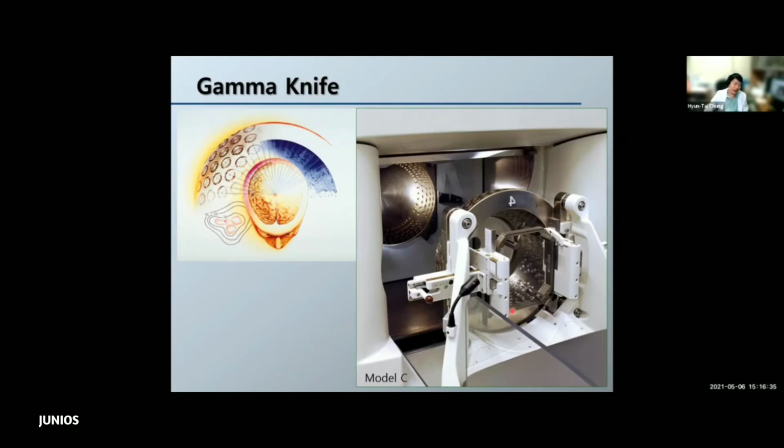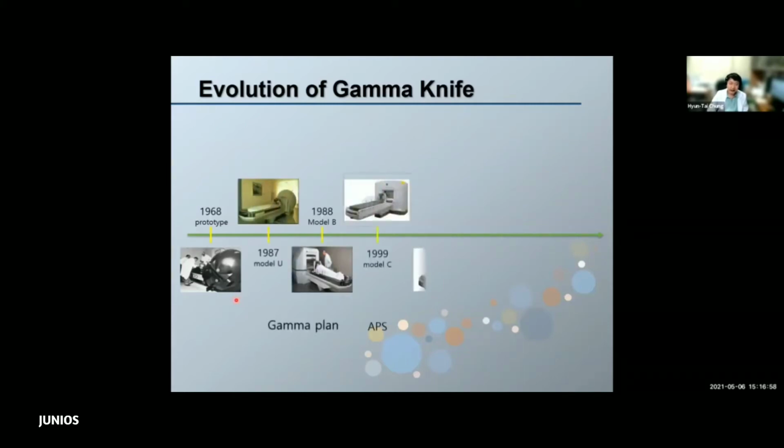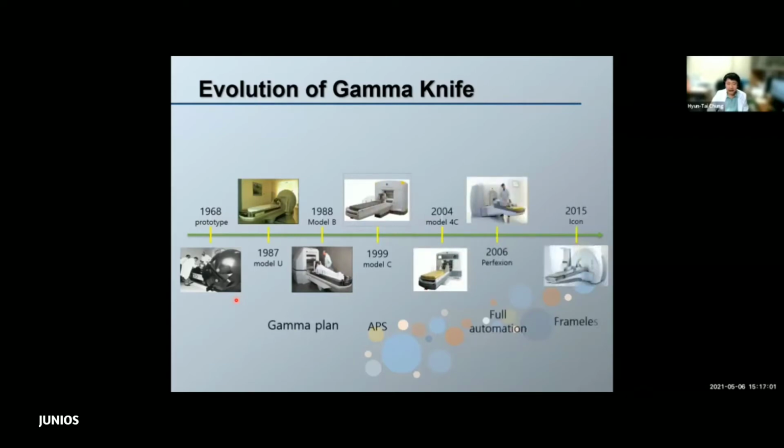The recent models, Perfection and Icon, have some covers here, and the helmet is embedded inside the main body, so we cannot see any holes these days. So gamma knife has evolved several times. The prototype was 1968, and the model U was installed in the United States, model B soon after, and in 1999, model C, then in 2006, Perfection. With Perfection, the procedure was fully automated. So we just push a button, then the machine takes care of everything until the end of irradiation.